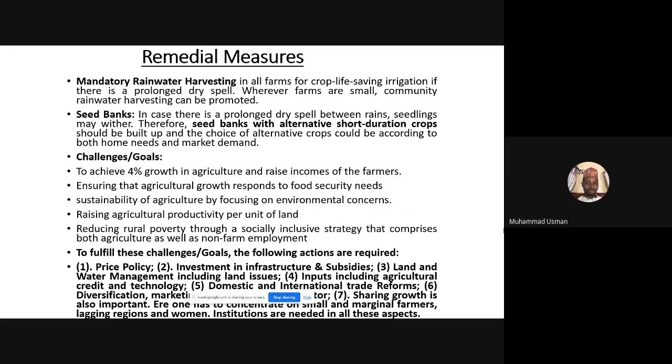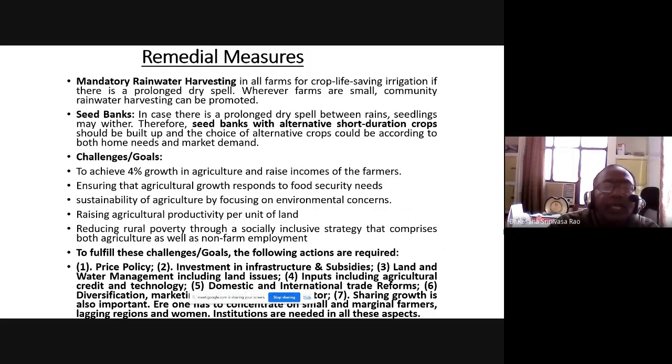There are some types of challenges and goals in front of us to achieve: 4% growth in agriculture and raising incomes of the farmers, ensuring that agriculture growth responds to food security needs and sustainability of agriculture by focusing on environmental concerns, raising agriculture productivity per unit of land, and reducing rural poverty through a socially inclusive strategy that comprises both agriculture as well as non-farm employment. These are the challenges and goals which still remain in the Indian scenario.